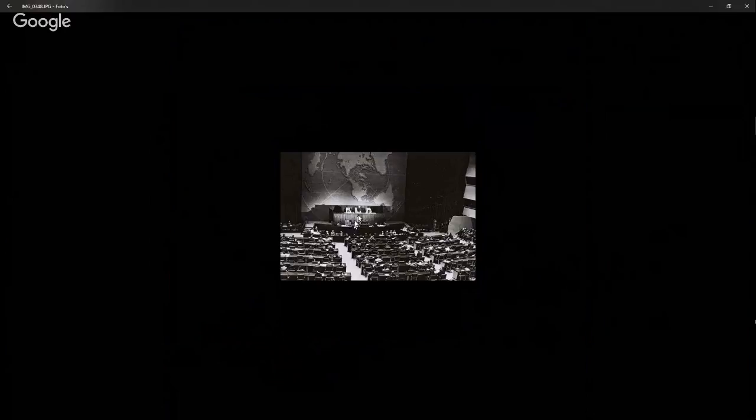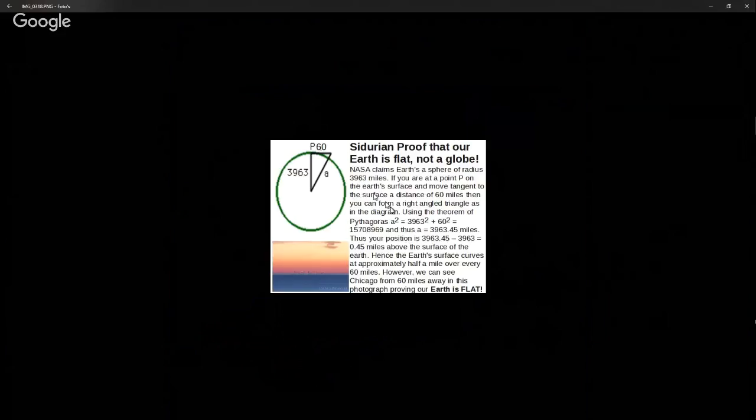This is an old meeting from the UN. Look at the map in the back. This is not a heliocentric map. Look at their logo. It's the same. You see a flat Earth map. Here we got the equation. If you can do some good math, you can understand this.